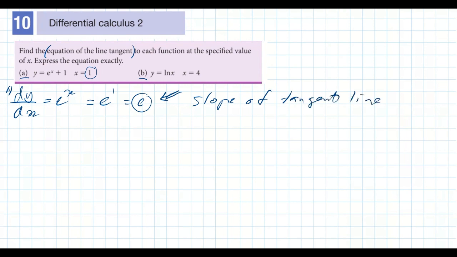If you need to find the point, which is x and y, you substitute in the first equation. Then to find y, it becomes e power 1 plus 1. Using your calculator, you find the result. e power 1 equals e, and e plus 1, I think, equals 3.71, right?